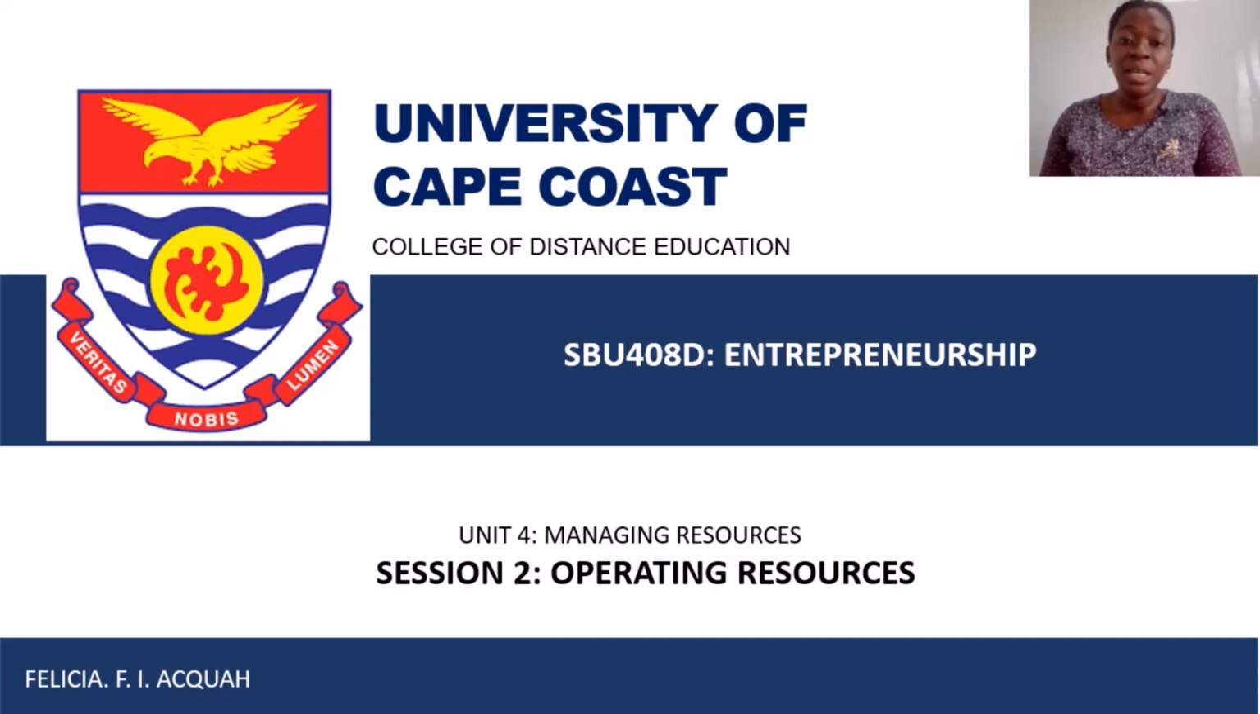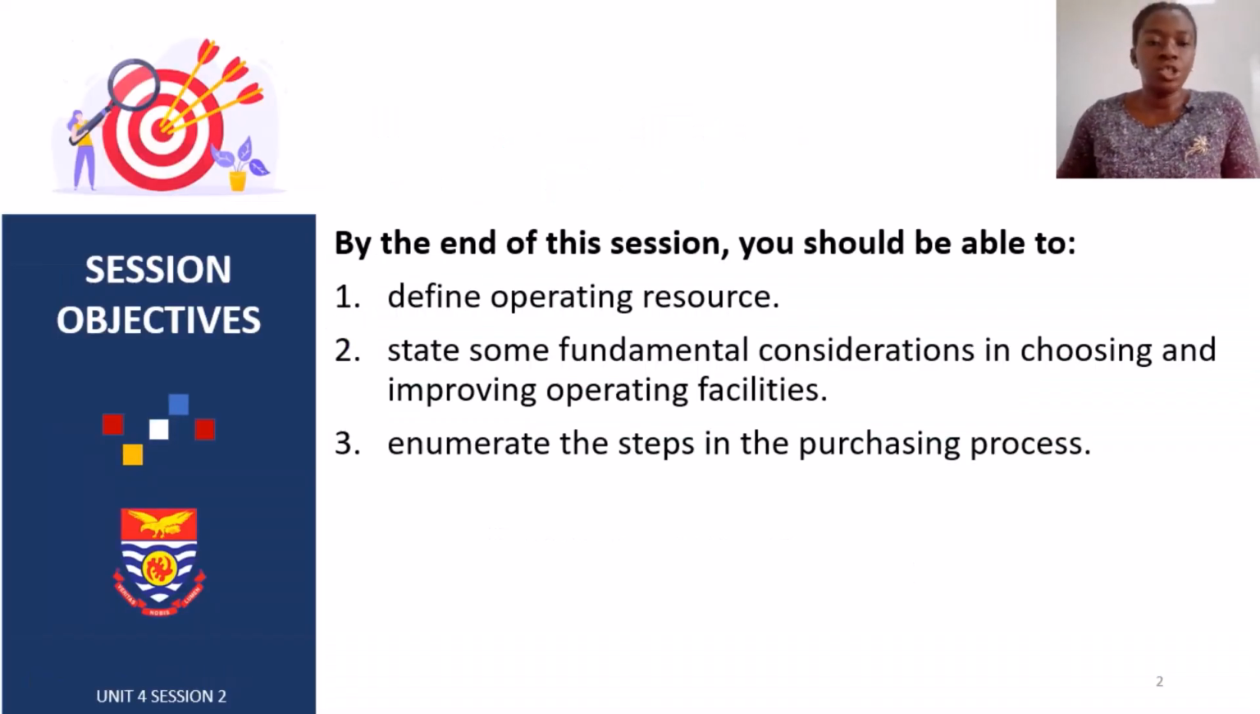Today we're going to be looking at Managing Resources, Unit 4. Specifically, we're going to look at Section 2, Operational Resources, Operating Resources. By the end of this session, you should be able to define operating resources. You should be able to state some fundamental considerations in choosing and improving operational facilities, and enumerate some steps to purchase such facilities as well.